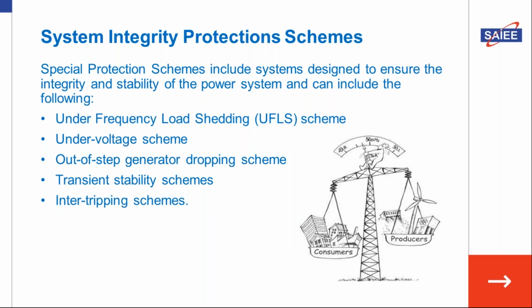And then also, what I've mentioned as well, the transient stability scheme. If your station does not comply with the grid code in terms of transient stability, you have to put in a scheme to drop generators when you are faced with faults. And also the intertripping schemes, where if you lose this load, then you have to trip a generator or do something. Those are the schemes that we put on the system.